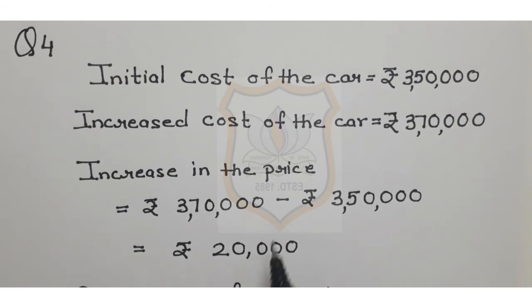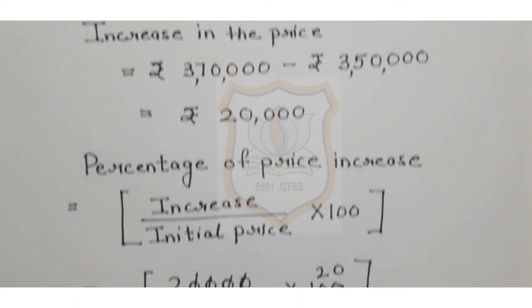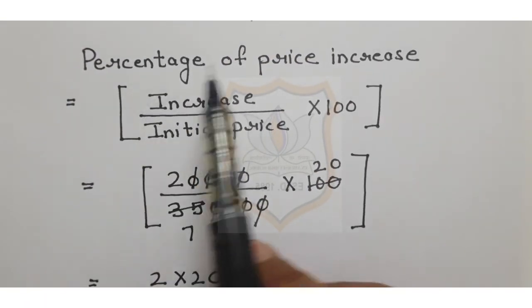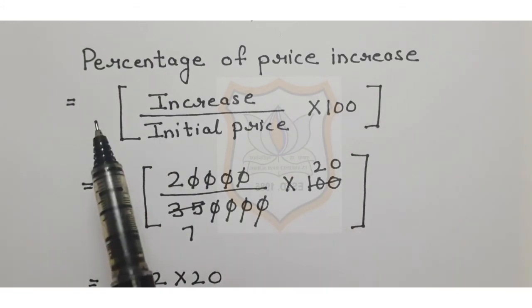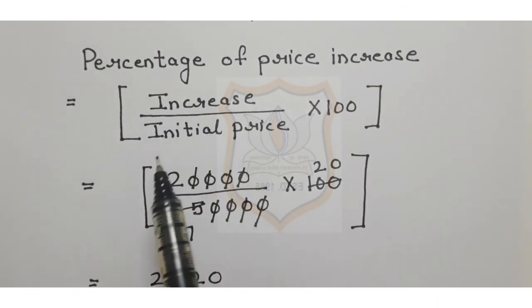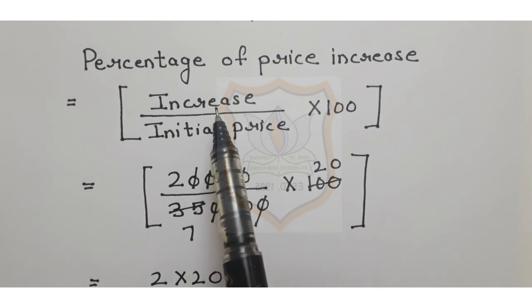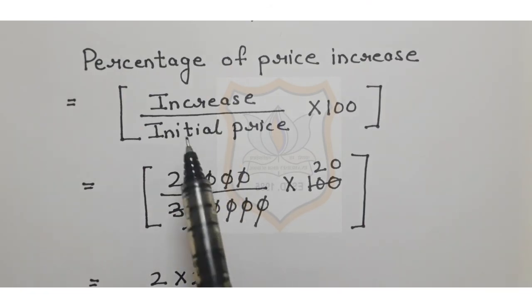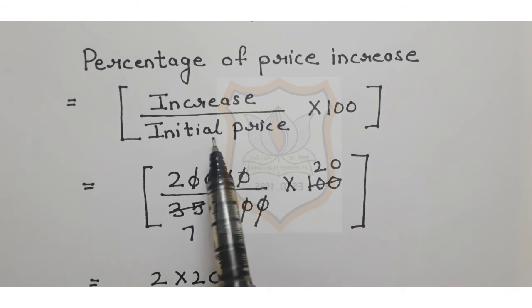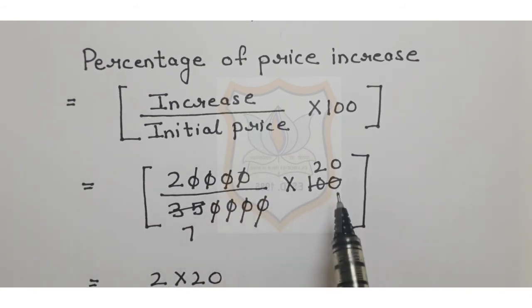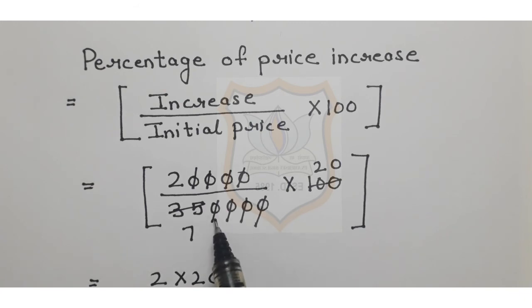The cost increased by 20,000 rupees. Now we have to calculate the percentage of increase in price. The percentage of price increase is increase upon initial price into 100. How much was the increase? 20,000. 20,000 upon the initial price of the car, which was 3,50,000, into 100. 0 0 0 0 cancel, 0 0 0 0 cancel.